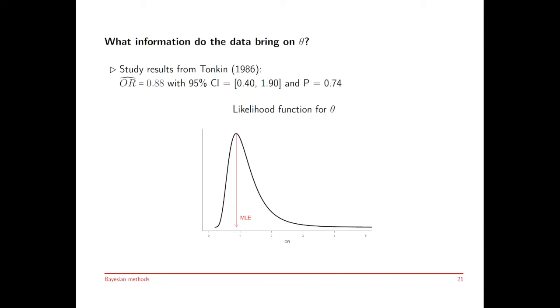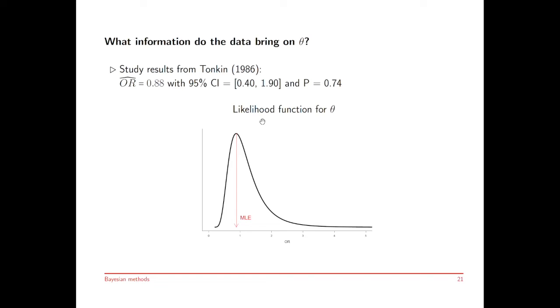Now, what information do the data bring on theta? Well, this comes from my results in '86, and this can be represented by a likelihood function. It comes from a particular statistical model that we assumed for our 2x2 table, and then we derive the likelihood function, which is the probability or the plausibility of each parameter theta that we can assume, in this case each possible odds ratio, given the data.